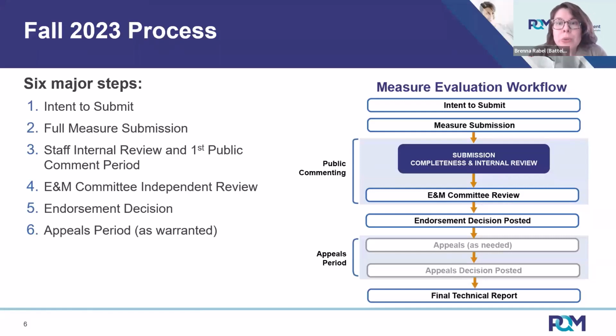Those of you who were able to attend our guidebook presentation earlier in the summer will probably recognize this slide, which shows the 6 major steps that make up our E&M process. Today, we're focusing on steps 1 and 2, the intent to submit and full measure submission phases. But for context, following your measure submission, your measure or measures will undergo staff review, concurrent with a public comment period.